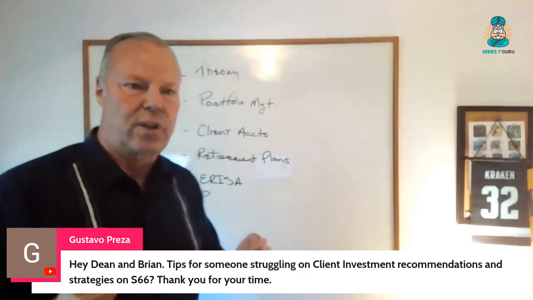I call that section the potpourri of the 65-66, the client recommendations and investment strategy, because it has so many different unrelated content areas all thrown into that one section. Of course, on the test, it's randomized. It's all over the test. So I feel your pain, man. I understand there's a lot of different stuff.